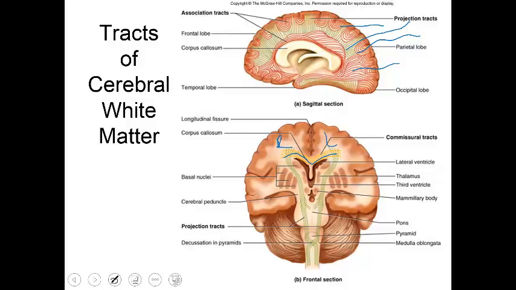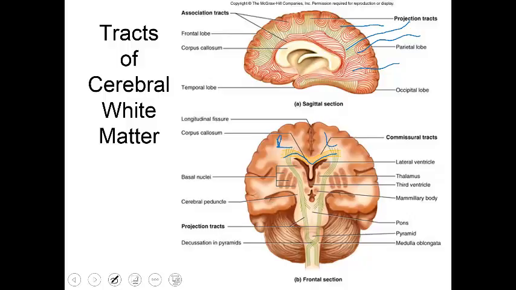So you know that the cerebrum is a large structure. It has gyri, it has sulci, it has those different lobes. So you know the frontal lobes, the parietal lobes, the occipital lobes, temporal lobes, and the insula. You know the longitudinal fissure, and you know the central sulcus. So the three tracts that connect different areas within the cerebrum are, one, the commissural tracts. They connect one hemisphere to another hemisphere. So left to right or right to left.